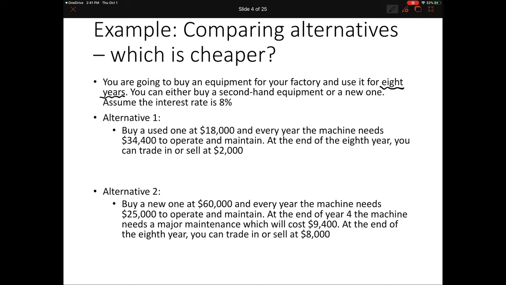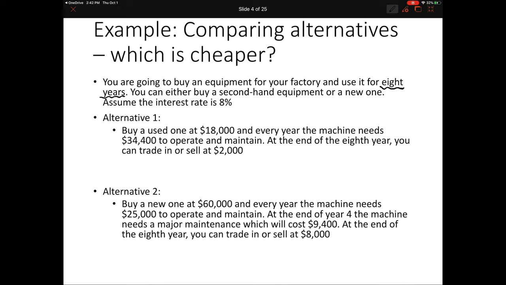Okay, so that's the year, the lifetime you want that equipment to serve. You can either buy second-hand equipment, right? If you want to have something cheaper but still workable, you can find a used one, just like a used car, right? Another option is you buy a new one. Well, they cost different, but the maintenance is also different.